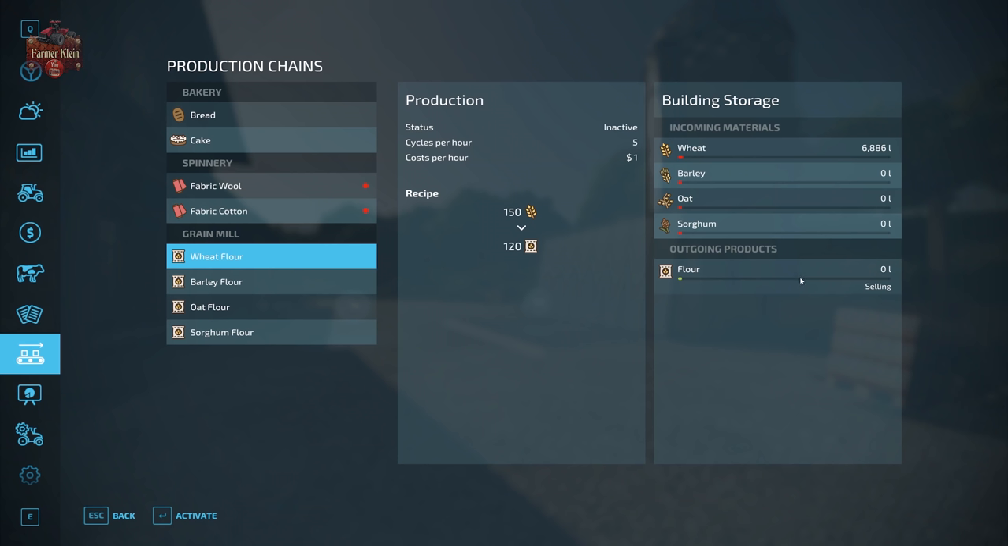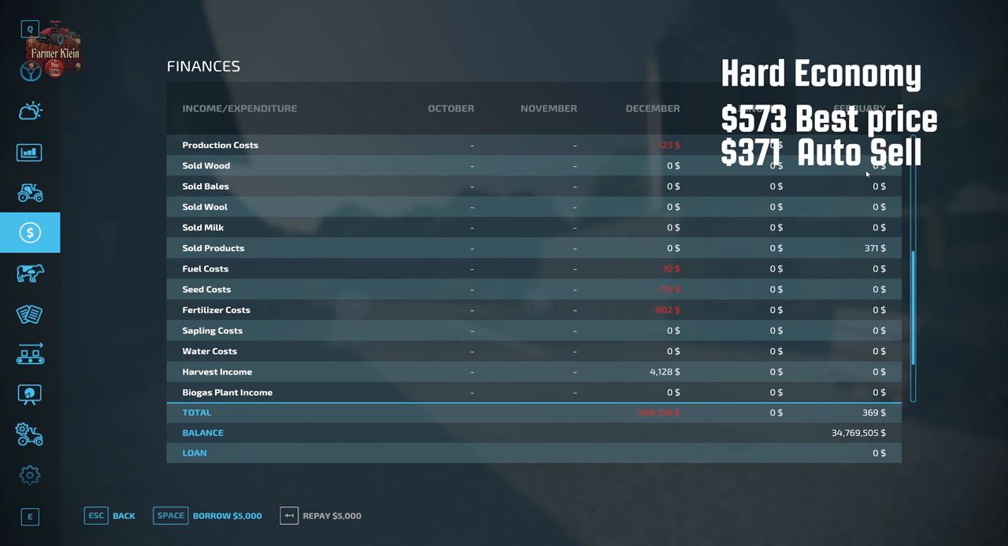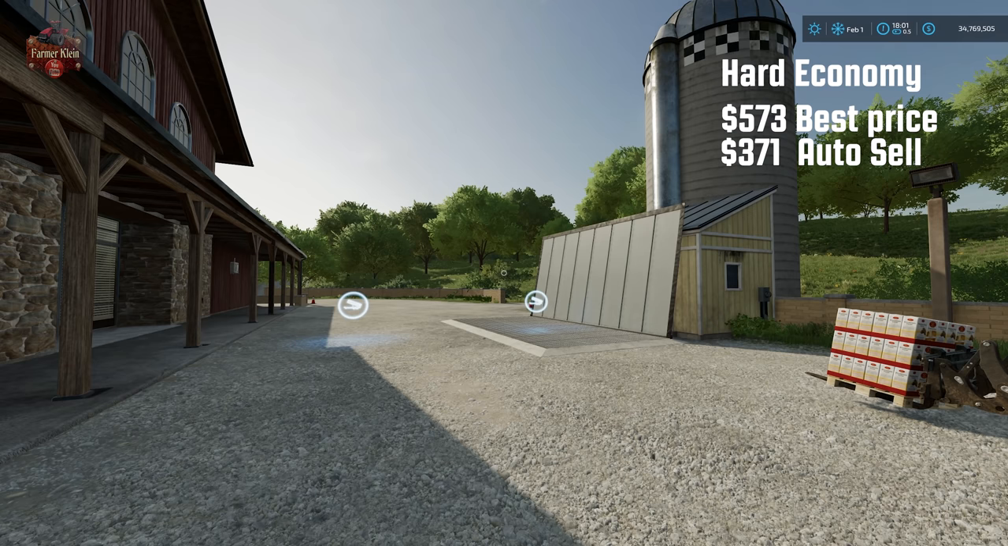There you go. Nothing in the production. Our finances screen: $371 in sold products. Again, $2 in production costs. So what does that mean?